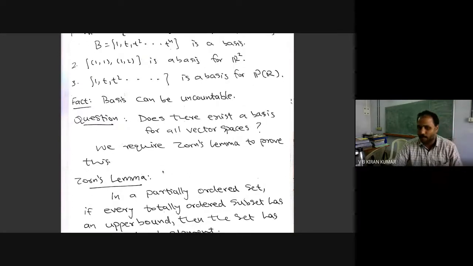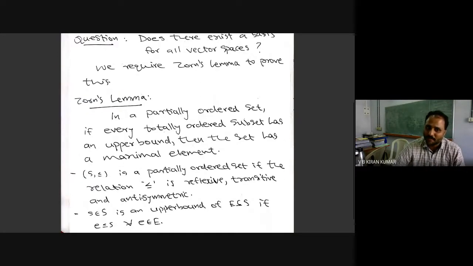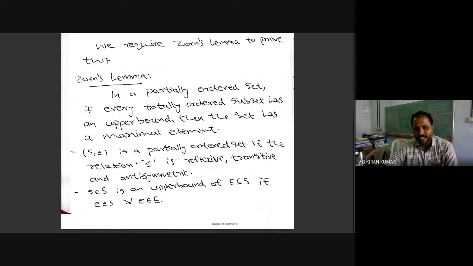So have you seen the proof that the Hamel basis exists? There is a very important lemma known as Zorn's lemma. This is equivalent to the axiom of choice, and it is equivalent to the existence of a Hamel basis for every non-zero vector space. I will prove it in a general setting. So let me just state Zorn's lemma.